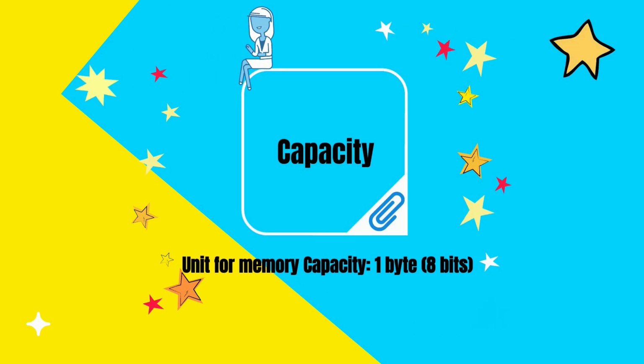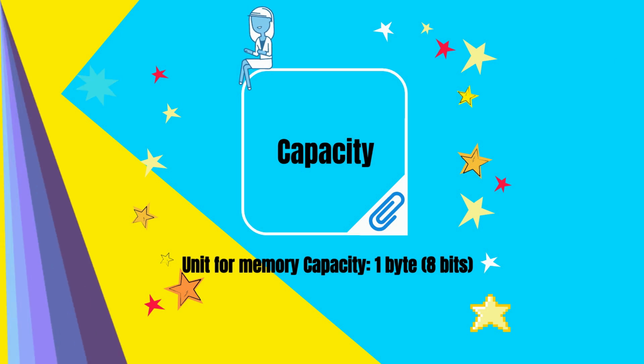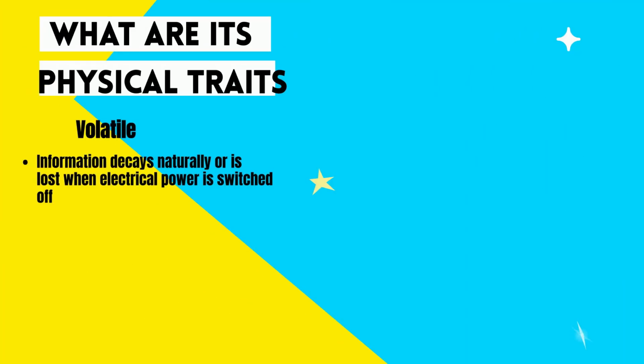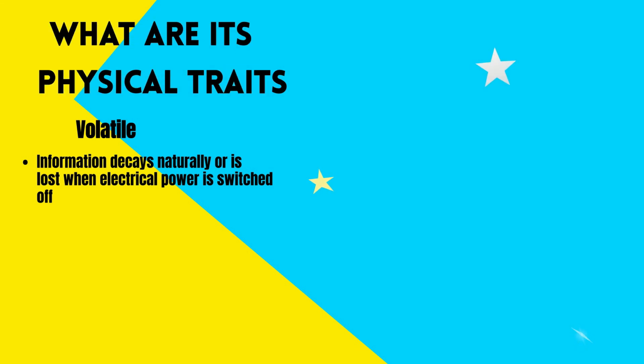One important thing to note is that the storage unit for memory is called a byte, which is the equivalent of 8 bits. Also, memory can be categorized as volatile and non-volatile, as well as erasable and non-erasable.